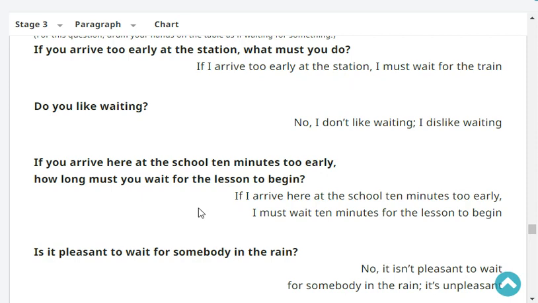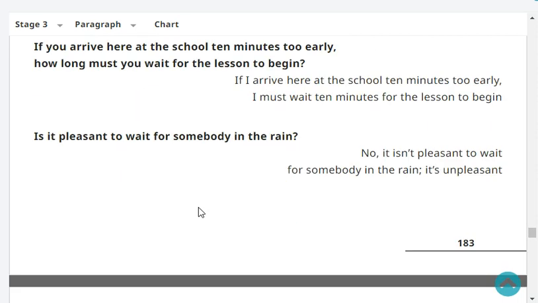If you arrive here at the school 10 minutes too early, how long must you wait for the lesson to begin? If I arrive here at the school 10 minutes too early, I must wait 10 minutes for the lesson to begin.